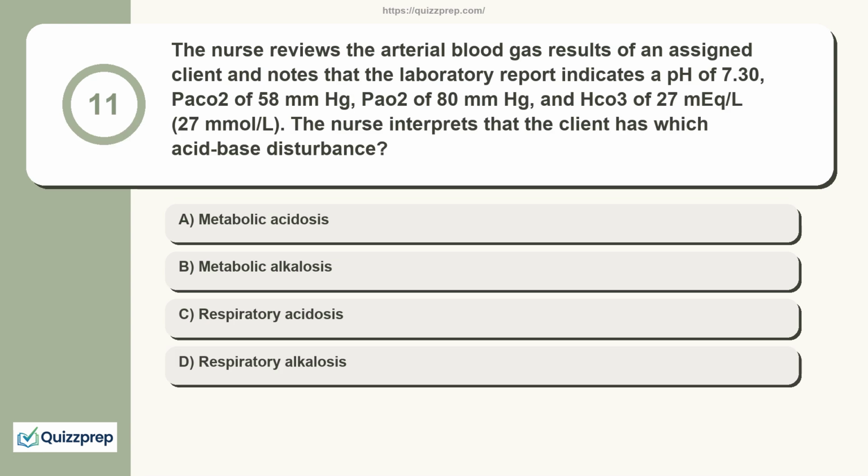Question 11. The nurse reviews the arterial blood gas results of an assigned client and notes that the laboratory report indicates a pH of 7.30, PaCO2 of 58 mm Hg, PaO2 of 80 mm Hg, and HCO3 of 27 mEq/L. The nurse interprets that the client has which acid-base disturbance? Metabolic acidosis, metabolic alkalosis, respiratory acidosis, respiratory alkalosis.